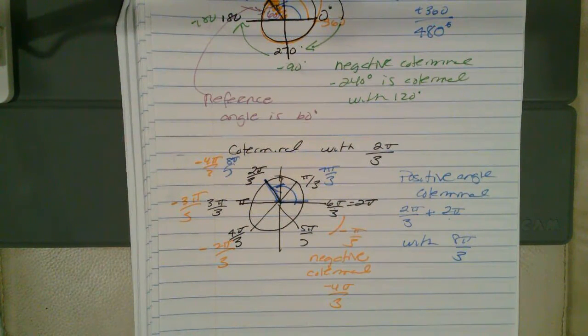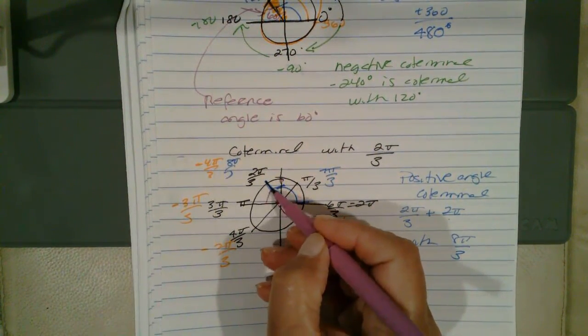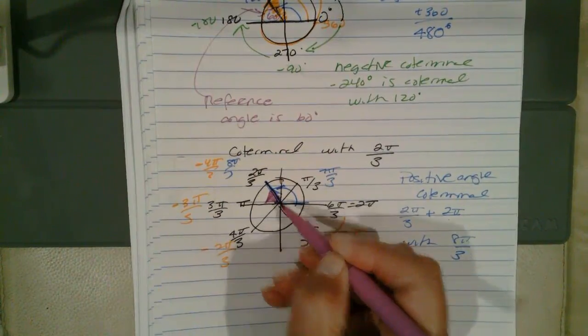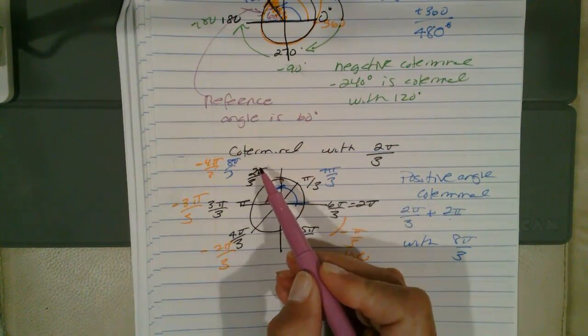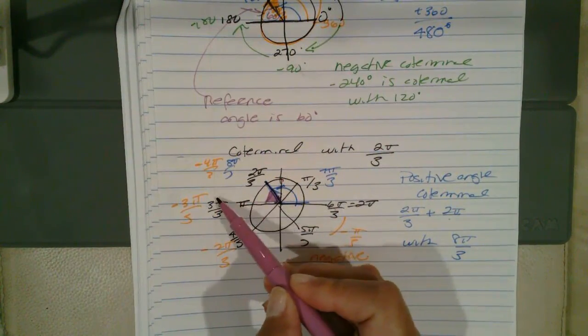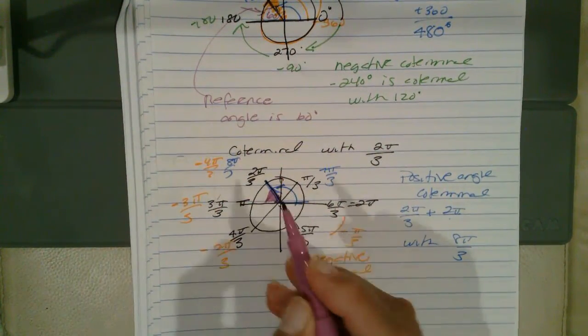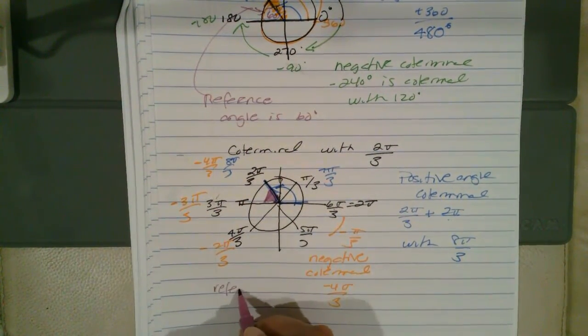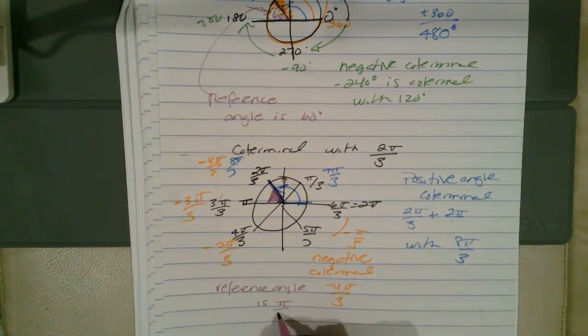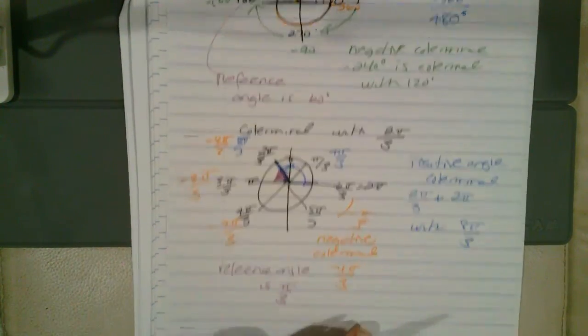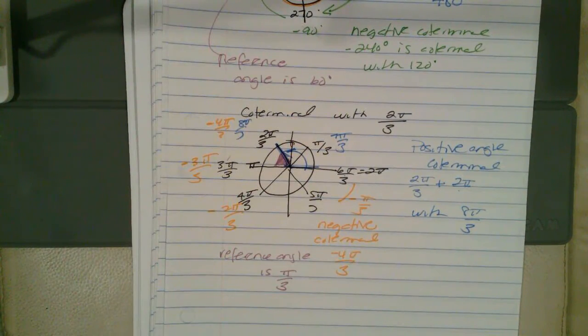I didn't mention the reference angle for that one, but I need to, so let me go back with the reference angle. The reference angle for this would be the angle made here with the x-axis. How far above the x-axis? 2 pi over 3 is 1 pi over 3 unit above the x-axis, so the reference angle is pi over 3. Hope that helps for reference angles and with coterminal angles.